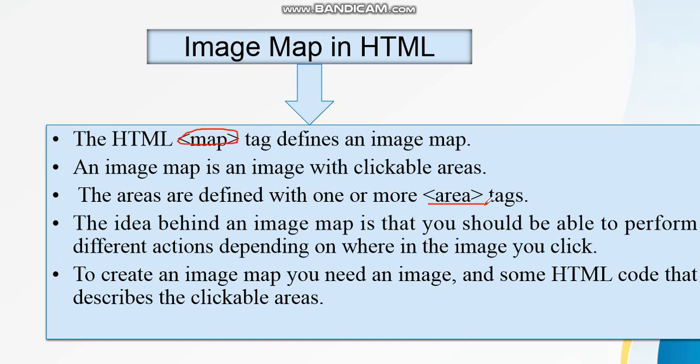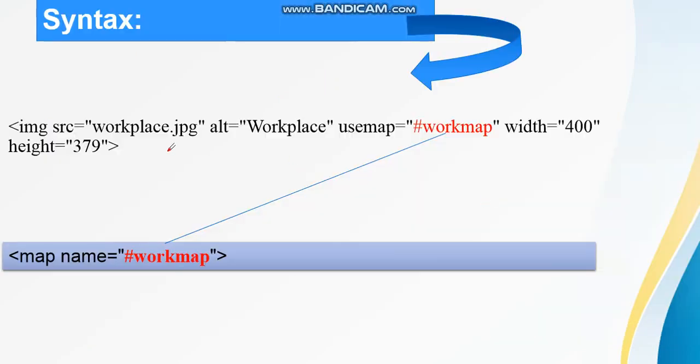Now, as I said, it is image map in HTML. For that reason, one thing which is important is the image. First, we need an image. Then only can we create clickable areas on that image. For inserting an image, we need the image tag. This image concept we have already seen in our previous video. So for the image, we need the image tag. One extra attribute you can see in this concept is usemap.